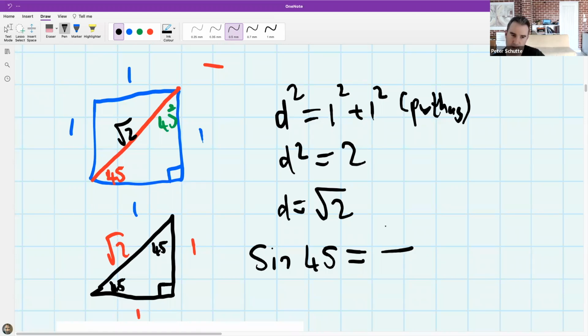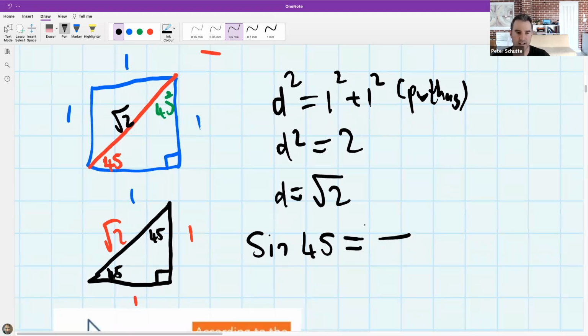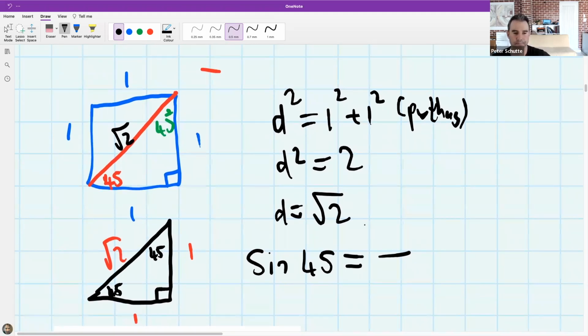Sir, I think that sine 45 would be 1 over square root 2, because 45. What did you do to figure that out, Annie? Can you tell us what you were thinking? Sir, since sine is opposite over hypotenuse, and I can see that the 1 is opposite to the 45, and the square root 2 is the hypotenuse, then I said that it's 1 over square root 2.